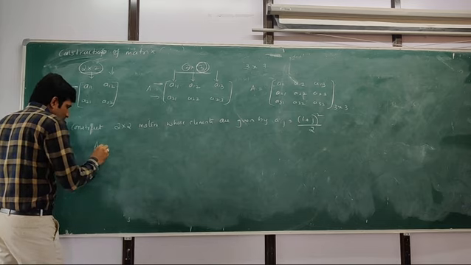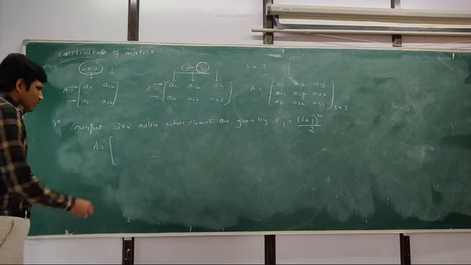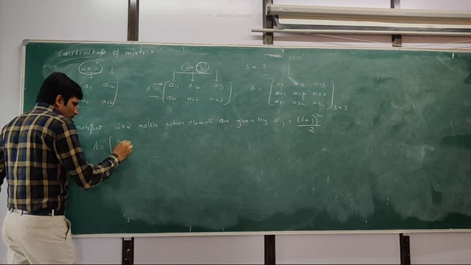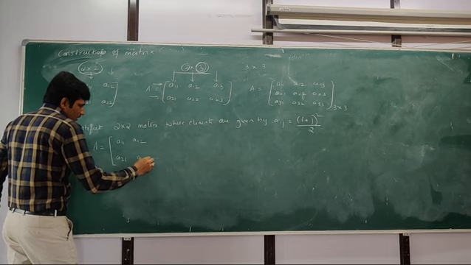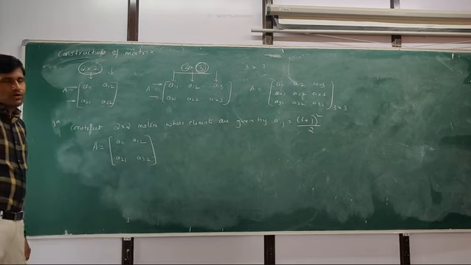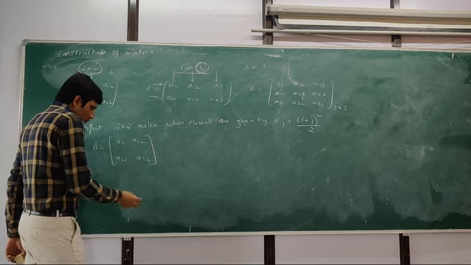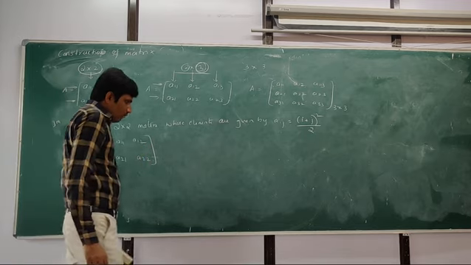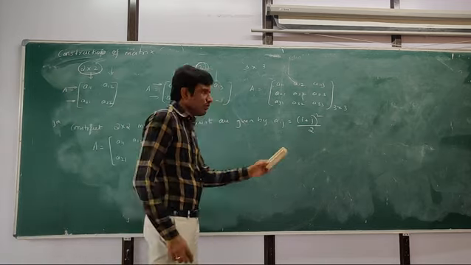Already I told you, first you have to write the general representation of the matrix. What is the 2 cross 2 matrix? That is A11, A12, A21 and A22. Now we have to find the elements A11, A12, A21, A22 by using this formula which is given in the problem. Now see students, what is given? Aij equal to (i plus j) whole square divided by 2.